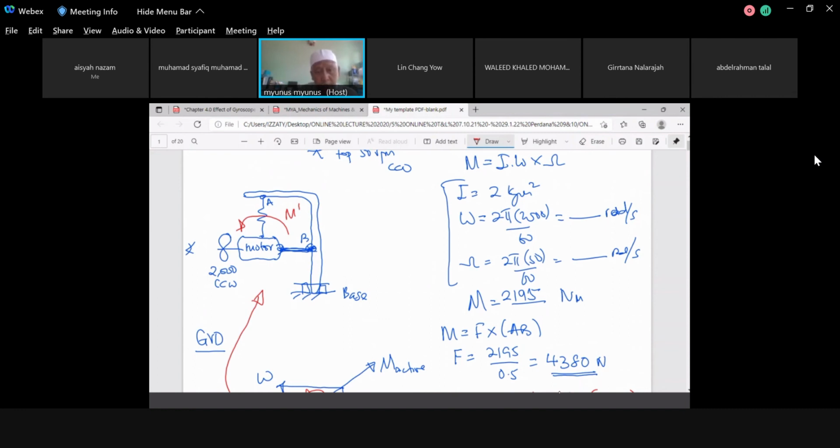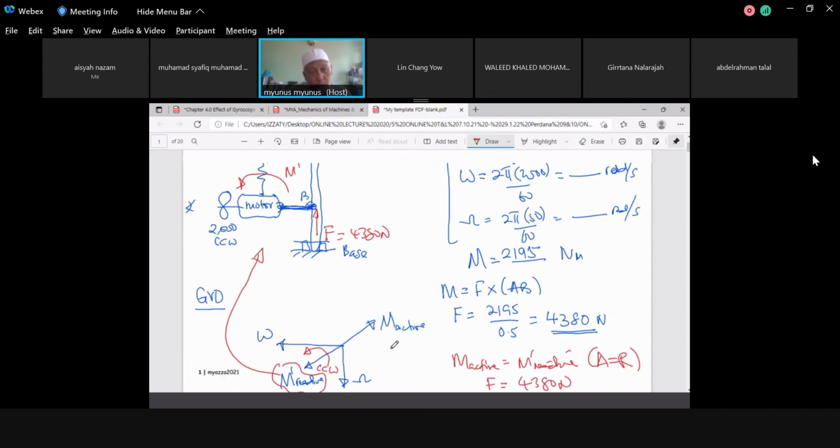So where will the force be acting now? The force will be acting this way, am I correct? To comply with this M, this is the force. This one will be another F, and the value will be 4380 Newton. Am I correct or not? Yes or no?